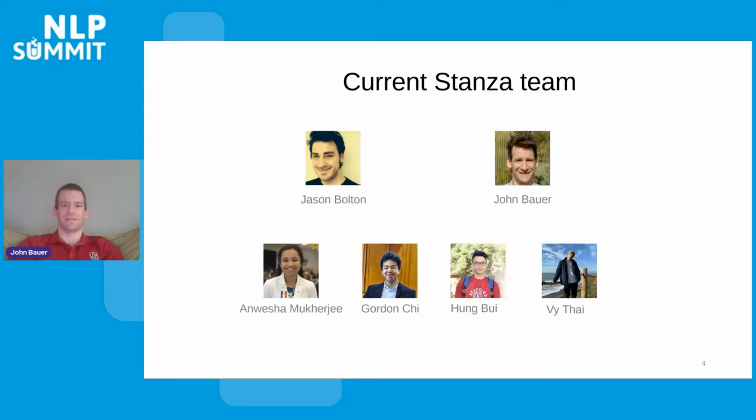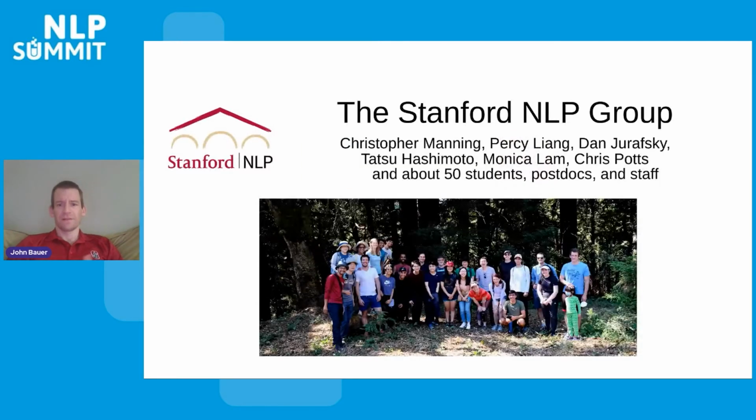And here's the current Stanza team. Jason Bolton and I are both research engineers with the Stanford NLP group, and a collection of undergrads have recently joined the group working on our project. Anwisha Mukherjee, Gordon Chur, Hong Boy, and V Tai have all been very instrumental in contributing to the project over the summer. So the Stanford NLP group as a whole is composed of several different professors and about 50 students, postdocs, and staff. Here's a picture of us taking a hike over the summer when COVID was at its lowest.